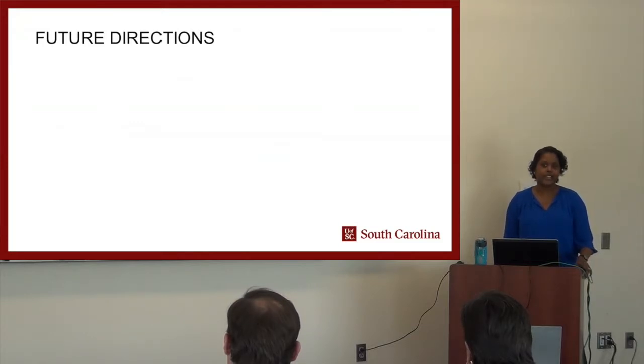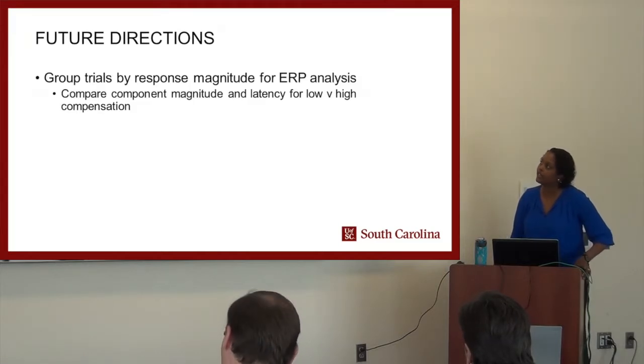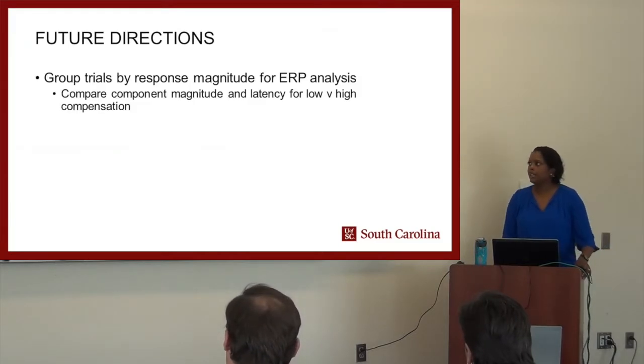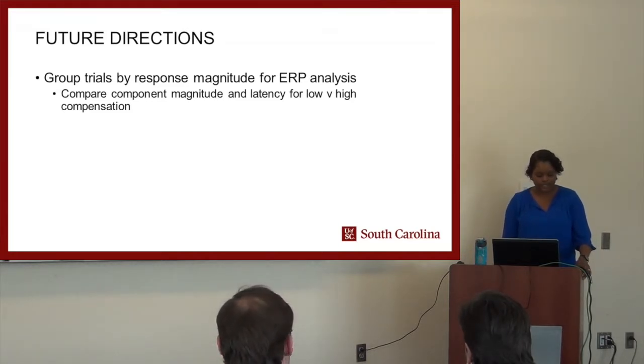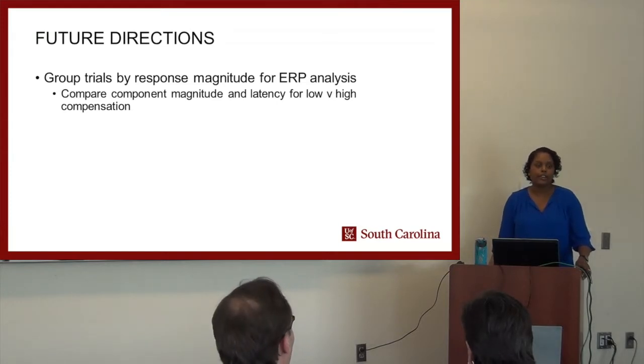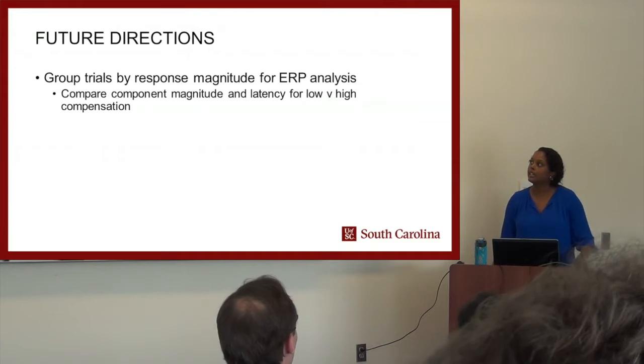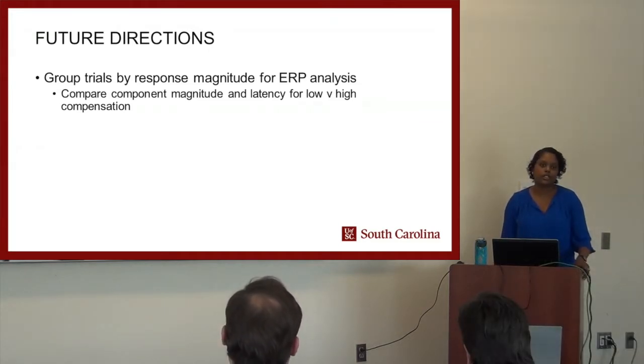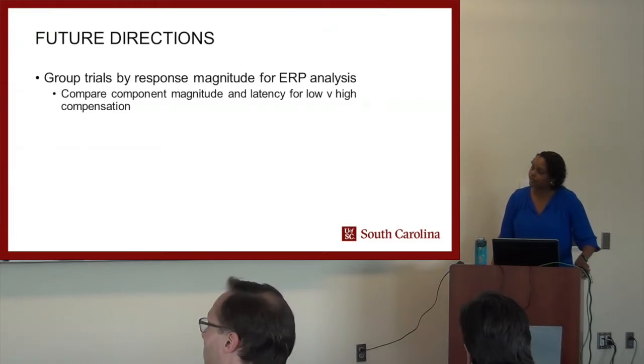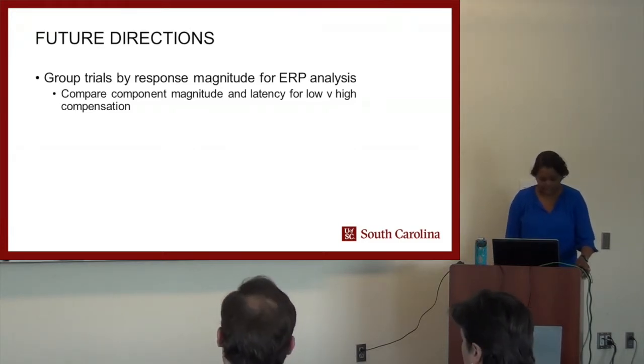So because this study has really just scratched the surface with this topic, there's a lot of room for future direction, so I just make a few suggestions here. I think it would be interesting to group trials by response magnitude for ERP analysis. So how does the topographic distribution of activity look different for low compensation or no compensation trials versus full compensation? Or what are the differences in timing?